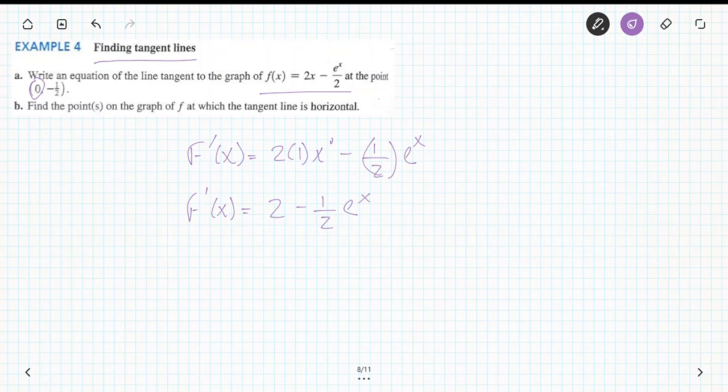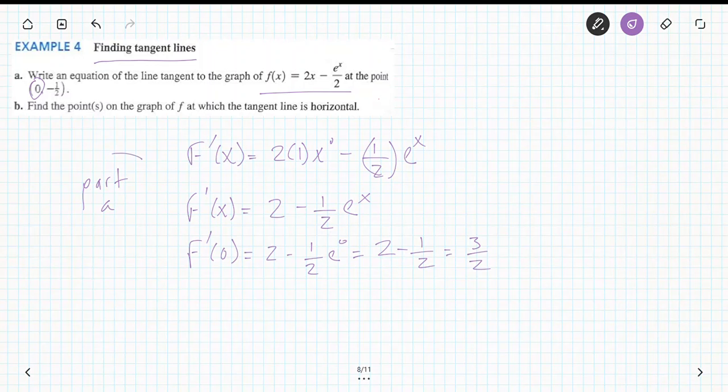And we want to find the derivative at 0, so simply we evaluate it. We just replace x with 0. So 2 minus 1/2 e to the 0. Anything to the 0 is 1. So then I have 2 minus 1/2, and that is going to be 3/2. So this is going to be part A.